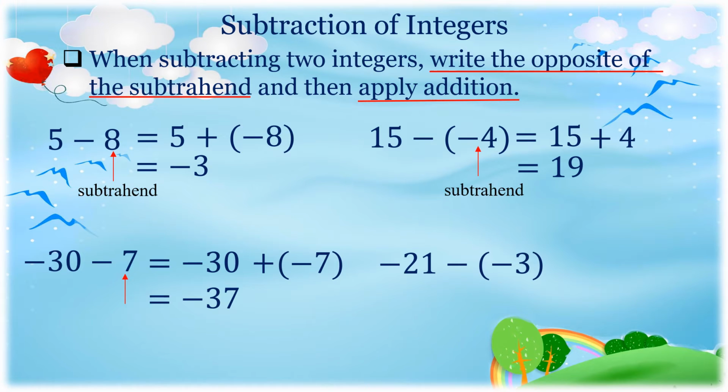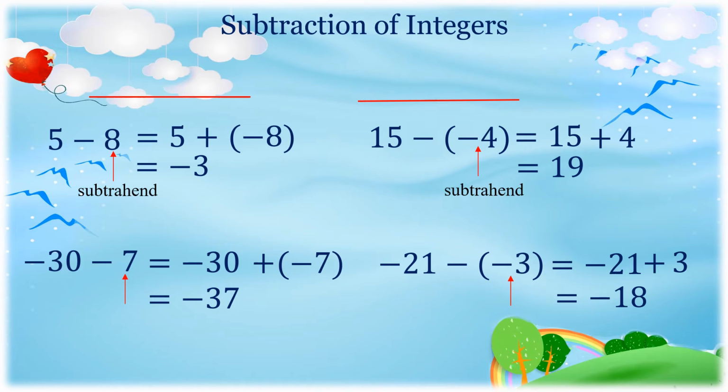Now let us have the last one. Negative 21 minus negative 3. What is the subtrahend? Correct. It is equal to negative 3. So therefore, we are going to write negative 21. And what is the opposite of negative 3? Correct. It is equal to 3. And then we are going to apply addition. So we will be having negative 21 plus 3. And what is negative 21 plus 3? Correct. It is equal to negative 18. So therefore, negative 21 minus negative 3 is equal to negative 18.